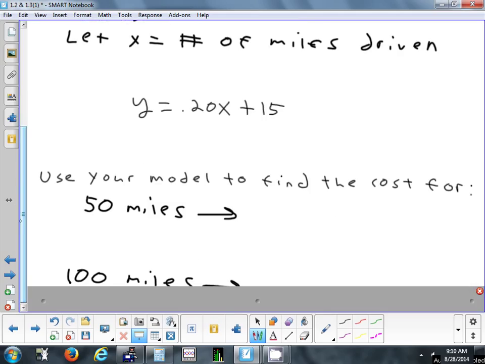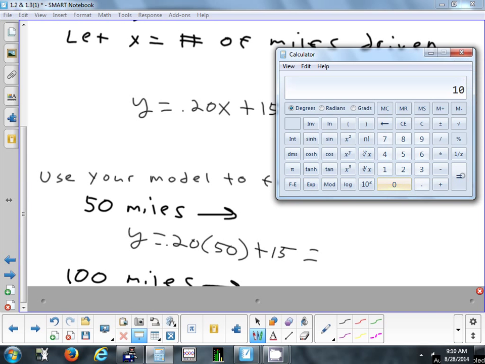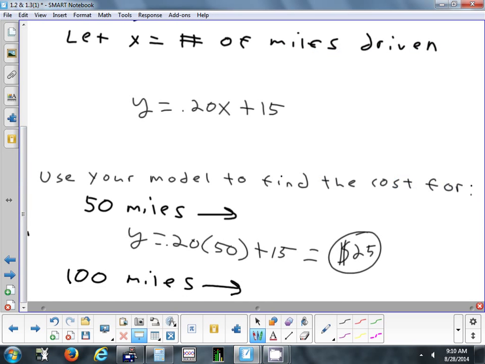Okay, so if we want to do that out, 0.20 times 50 plus 15. All right, so we do that. 0.2 times 50 is going to be 10, plus 15, 25. And that was dollars. And you can do the same thing for 100. Plug in 100, multiply by 0.2, and add 15.